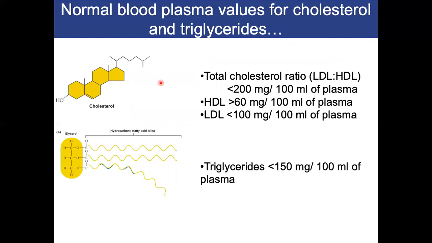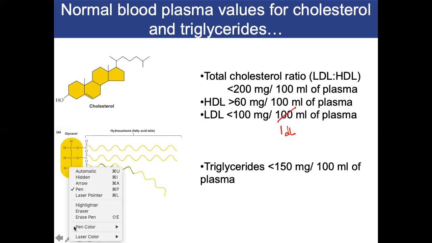I want you to know normal values, right? Total cholesterol should be less than 200 milligrams per 100 mils of plasma, or deciliter. HDL is the good cholesterol. You want it higher than 60 milligrams per 100 mils of plasma. And then LDL should be less than 100 milligrams per 100 mils of plasma. Or we can say this is 1 deciliter. Okay, just so you know.